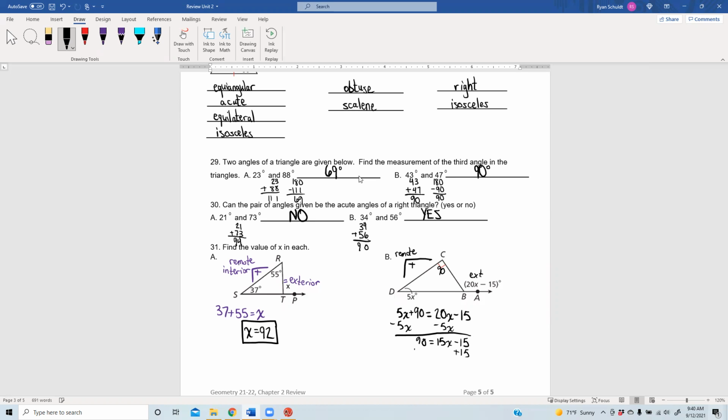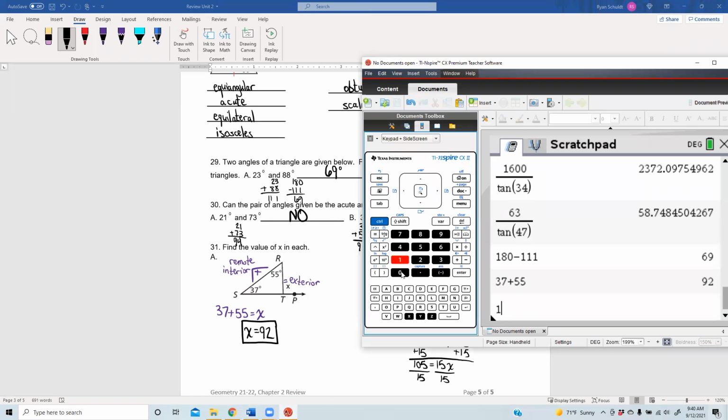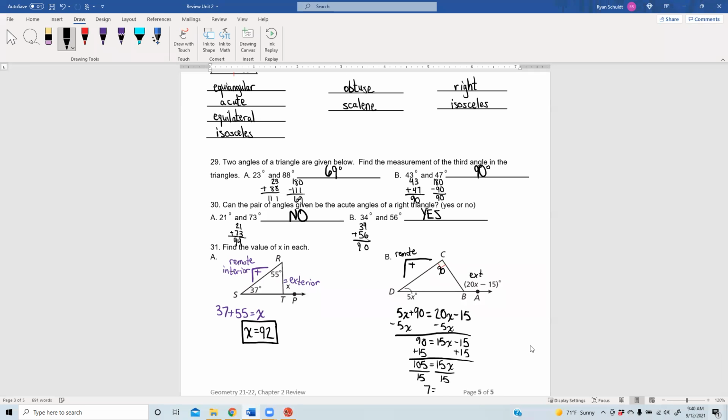Add 15. It's going to get us 105 equals 15x. Divide by 15, and we get x equals, let's see, 6, I think 7. Let me double check. Yep, 7. So x equals 7.